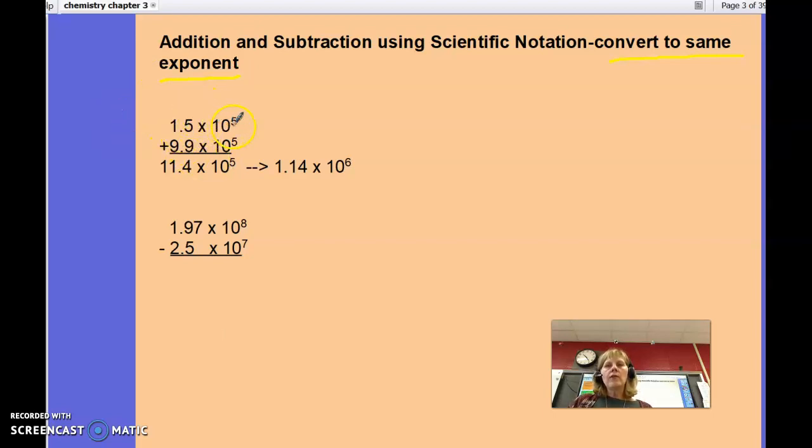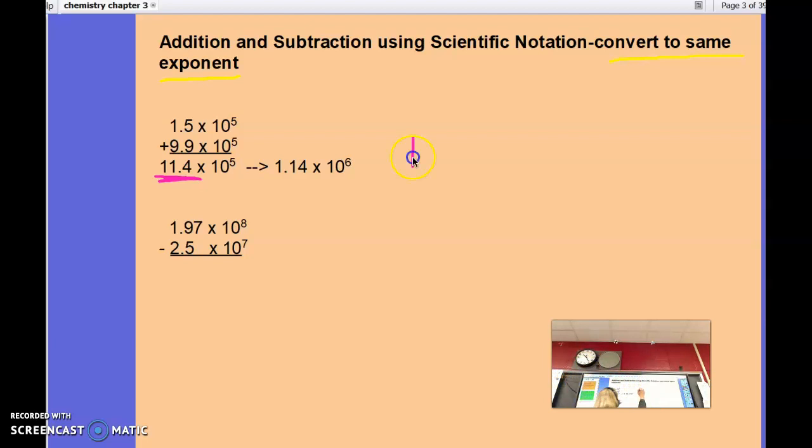So if I'm adding 1.5 times 10 to the 5th with 9.9 times 10 to the 5th, these exponents are the same. So I just carry down the 10 to the 5th, and then I add my whole numbers together, and I get 11.4. Have a little bit of a problem here because remember I said the correct way to write scientific notation is one number before the decimal. So this isn't in correct scientific notation. So I need to move this decimal.